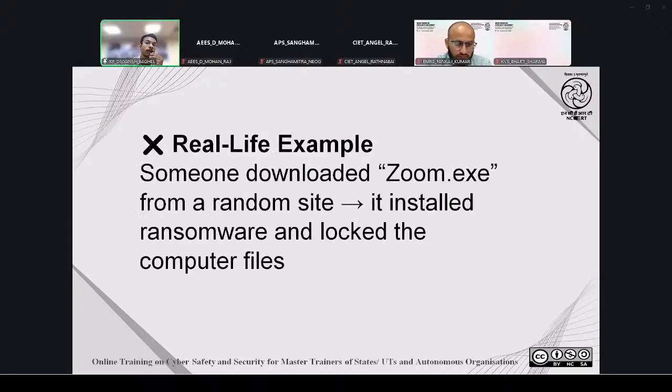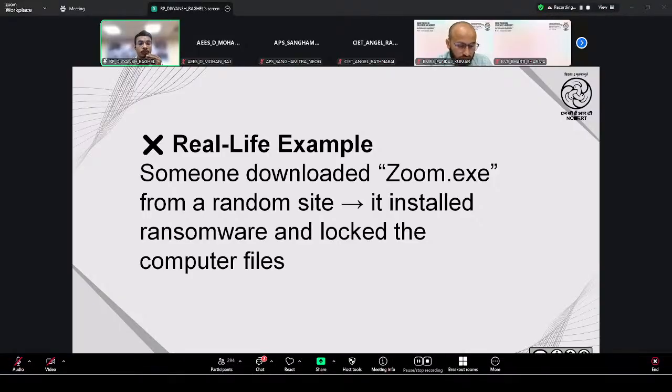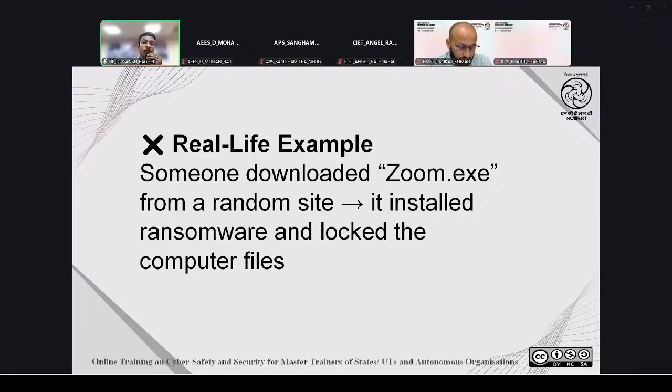Going to the next slide. Real life example: someone downloaded Zoom.exe. I can explain what a .exe is. An exe is basically an executable file, so when you download an executable file, it goes to execution. Then the software is downloaded and installed from a random site. It installs a ransomware and locks the computer files.